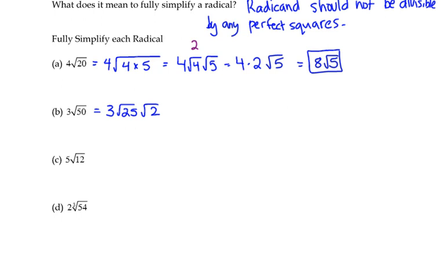I don't know if that'll work, Anthony. Okay, what's the square root of 25? 5. So what are we going to do with 3 and 5? The square root of 25 is 5, so we have 3 times 5 times root 2, or 15 root 2.